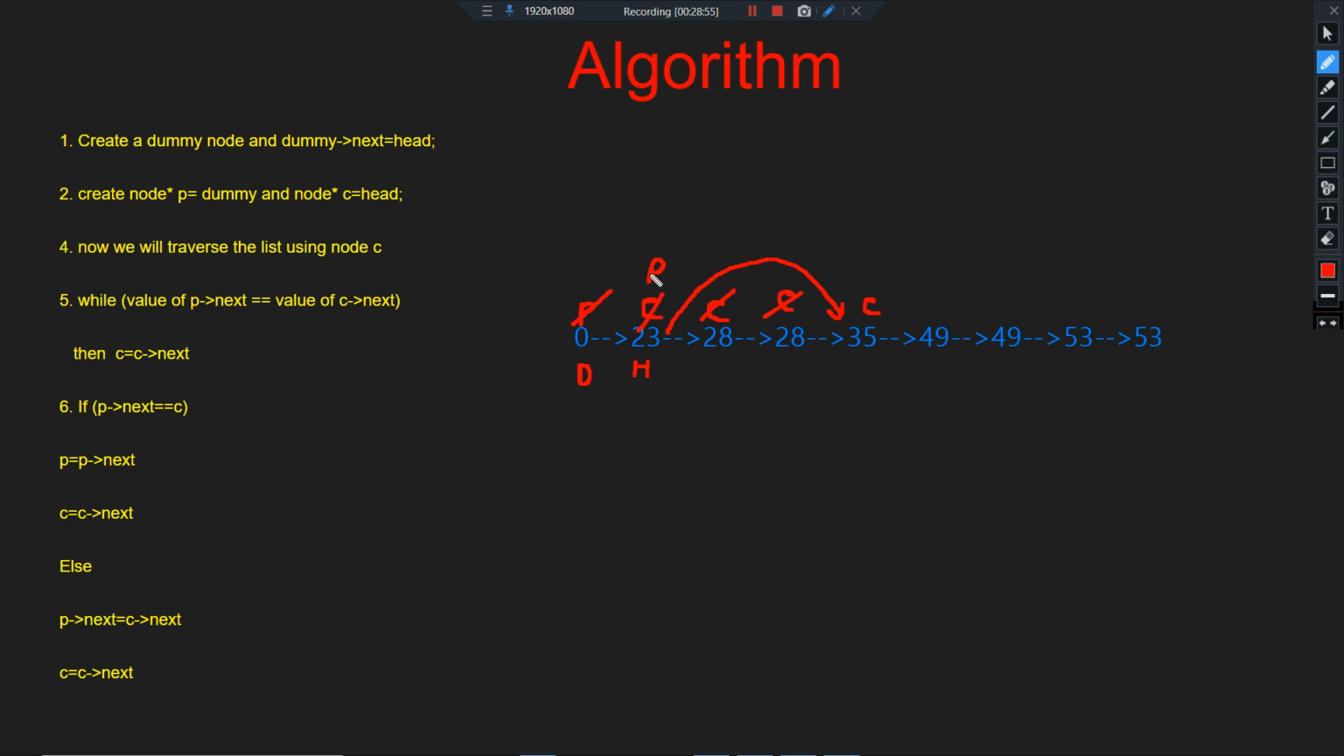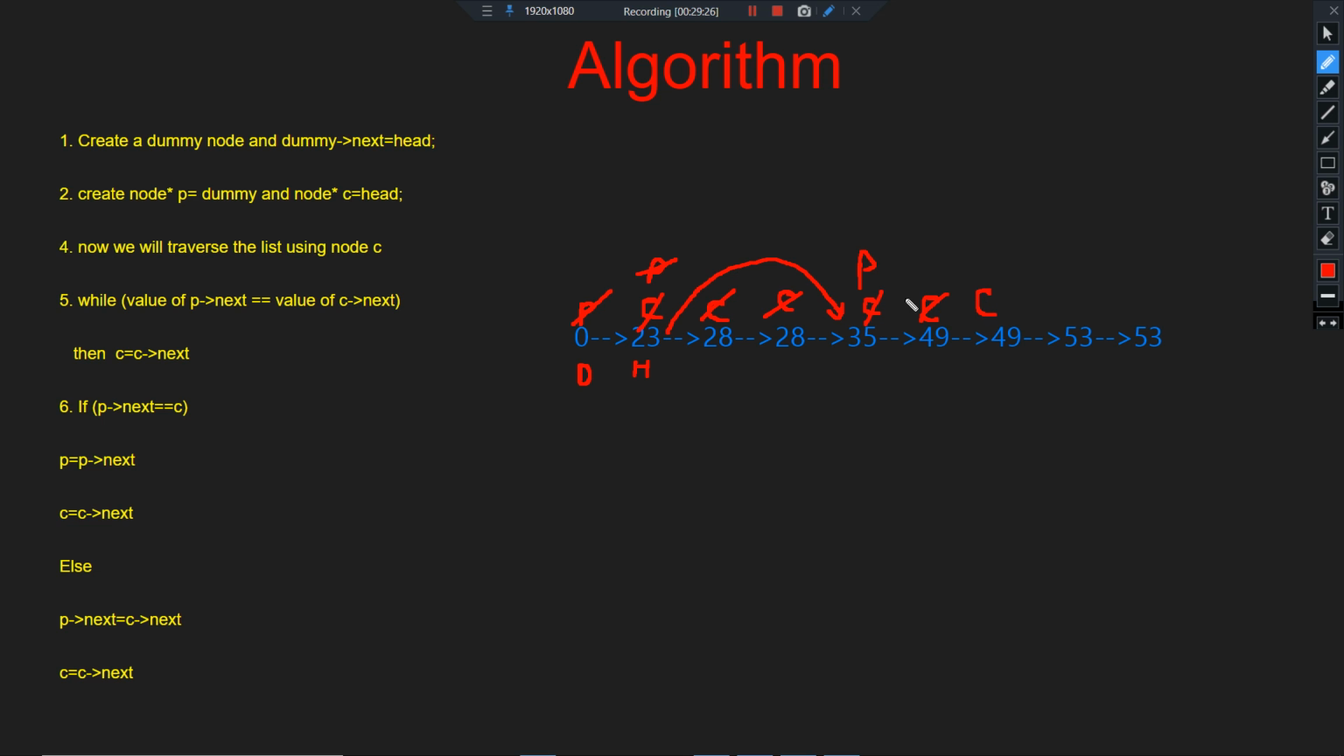Keep in mind one thing, that we have not moved P. Here P's next is 35 and C's next is 49. The values are same? No, the values are not same. So we will move P here and we will move C here. The value of P's next is 49 and the value of C's next is 49. So we will move C further.